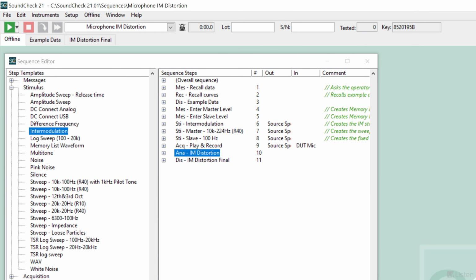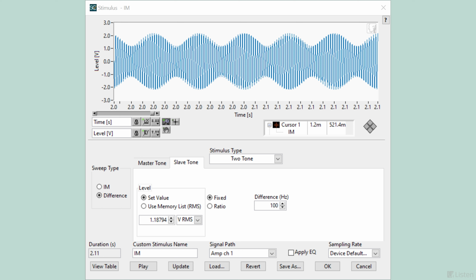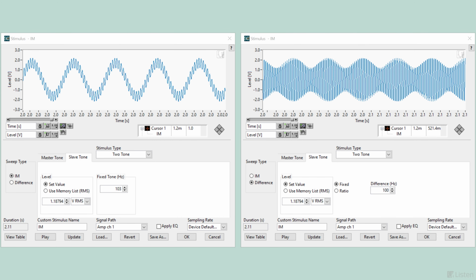SoundCheck offers two intermodulation distortion measurement options: intermodulation distortion and difference frequency distortion. For intermodulation distortion, we superimpose a sweeping frequency tone against a fixed frequency tone. For difference frequency measurements, we use a stimulus consisting of two sweeping tones separated by a specified frequency interval, which can be a fixed difference or a fixed ratio. These are fully customizable. In both cases, the two signals interact to produce intermodulation products.